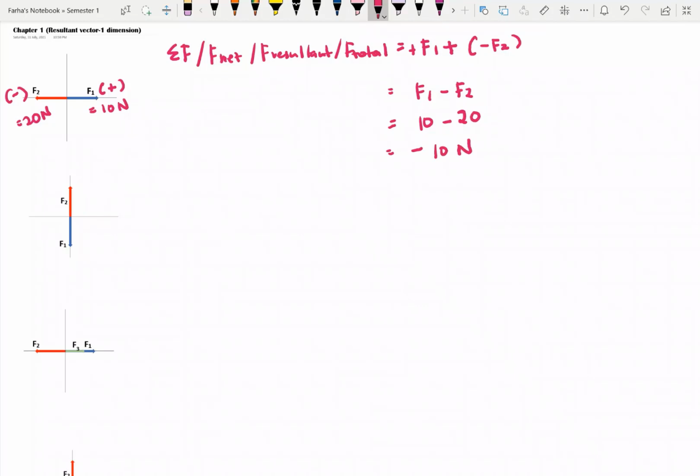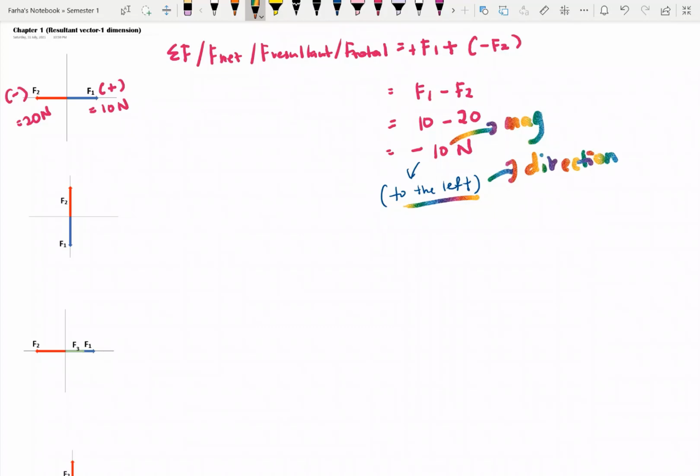So negative ni represent that the vector or the force ni adalah to the left. Okay, so this one is the vector lah. Okay, iaitu ini adalah dia punya magnitude. Okay, this one is the magnitude and this one is the direction. Okay, so itu untuk X component.